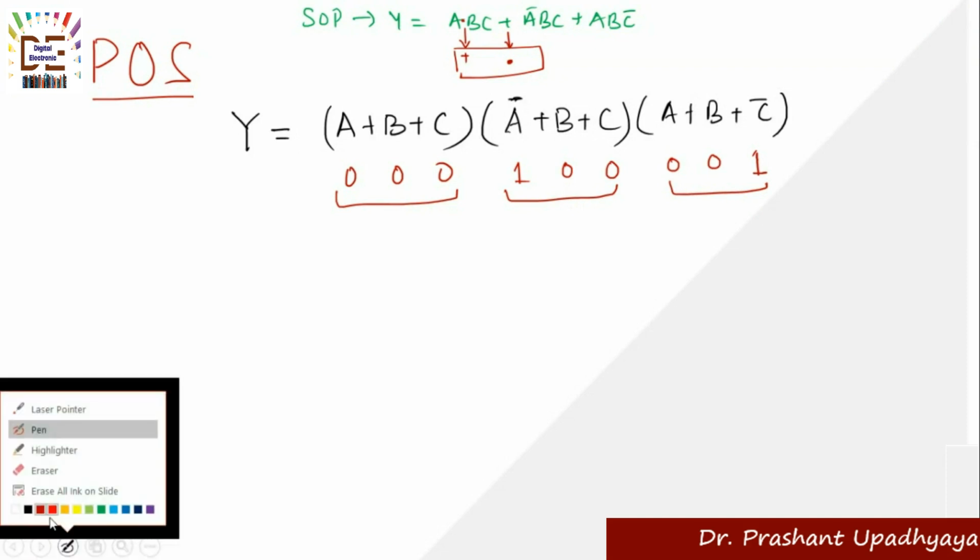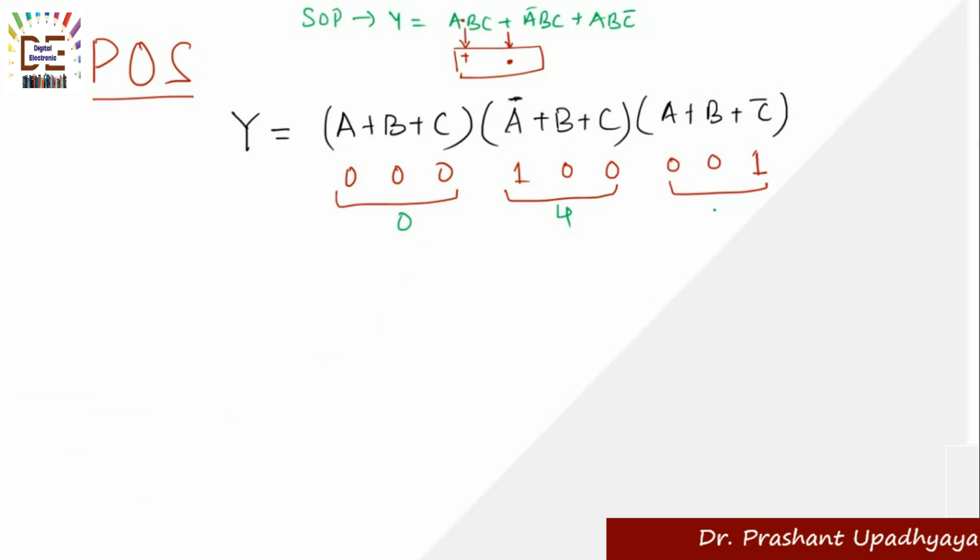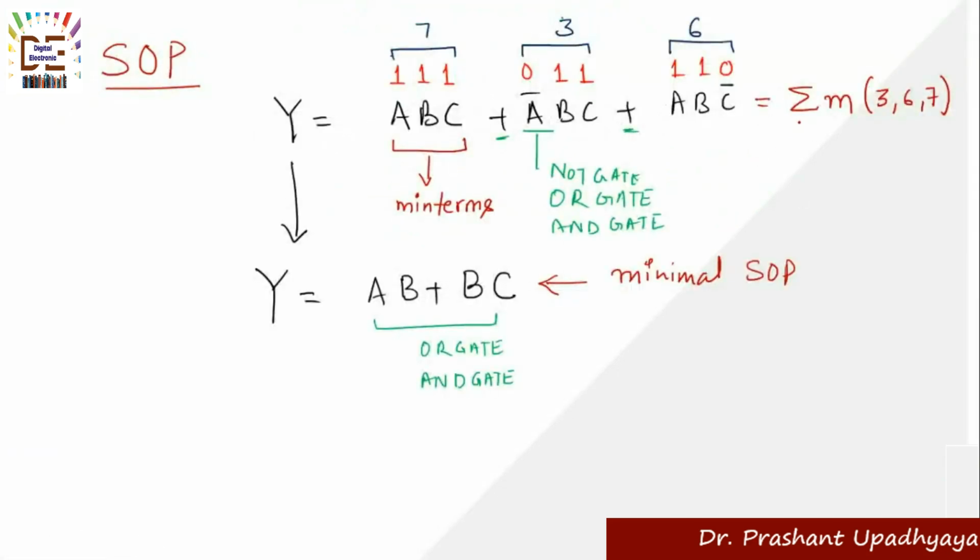So this will be your 0, this will be your 4 and this will be your 1. So you will represent this with the help of an expression. There you have done a summation of the expression. See, you have done a summation. Why have you used this summation? Because you were adding these. So you have to use the summation.